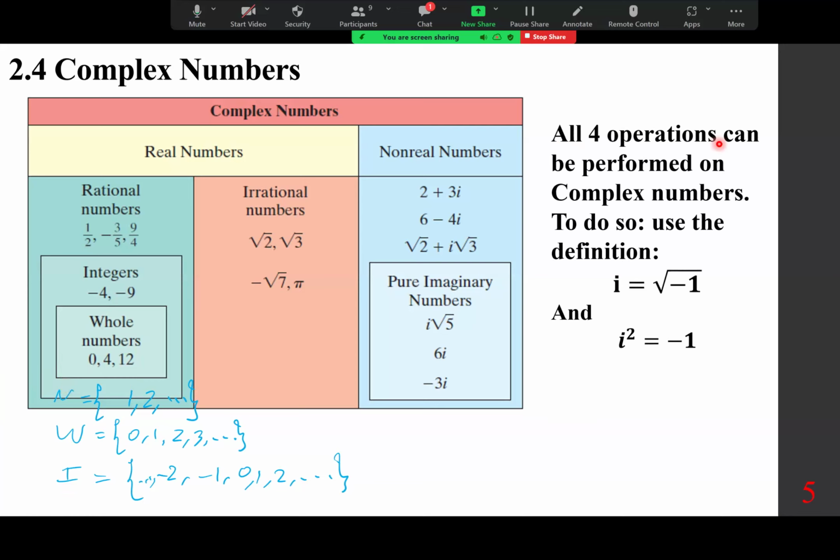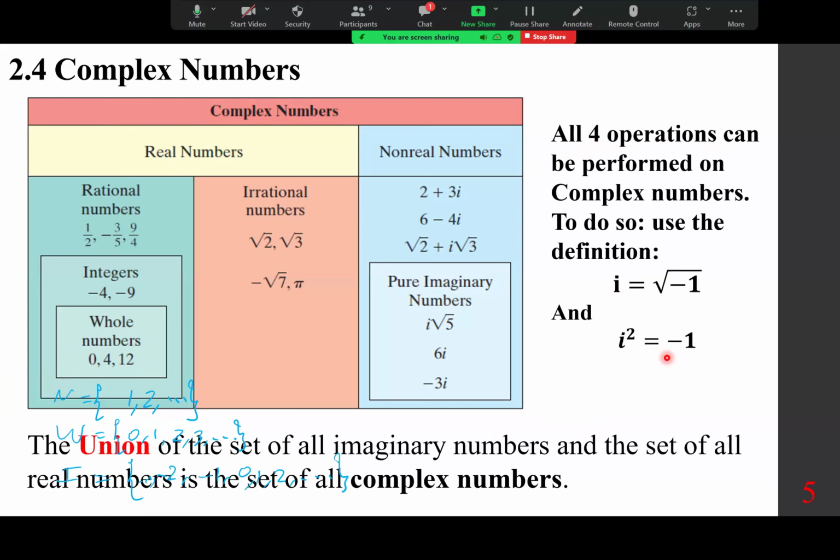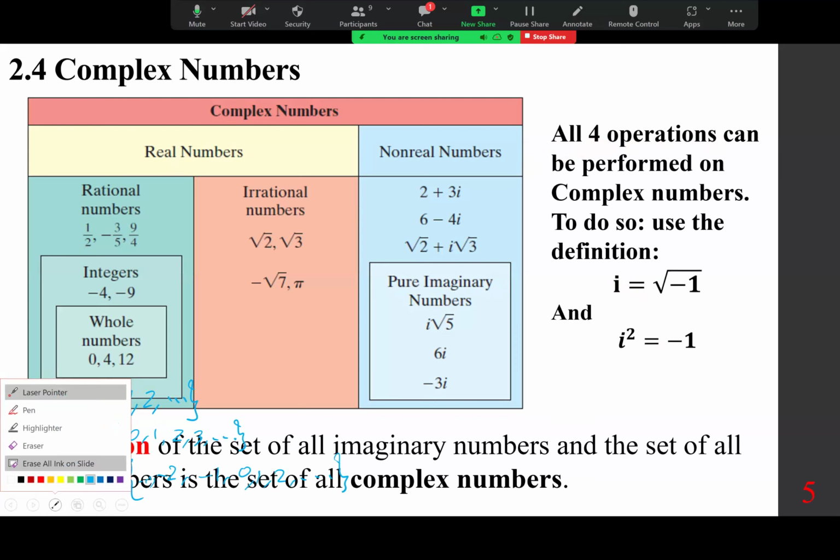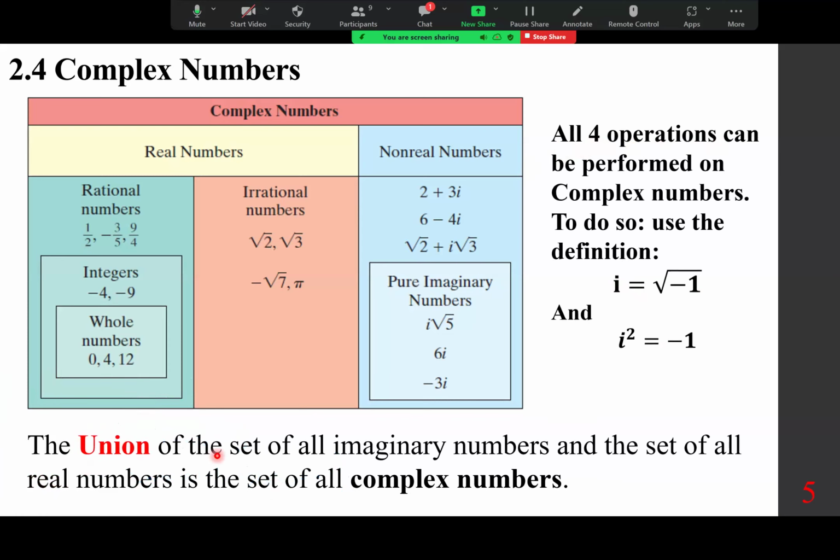All four operations can be performed on complex numbers. To do so, use the definition i equals the square root of -1. And if you square it, you get -1, and that gives you more powers. Finally, I want to add this, so I'm going to erase this mess. The union of the set of all imaginary numbers and the set of all real numbers is the set of all complex numbers. So complex numbers cover everything.